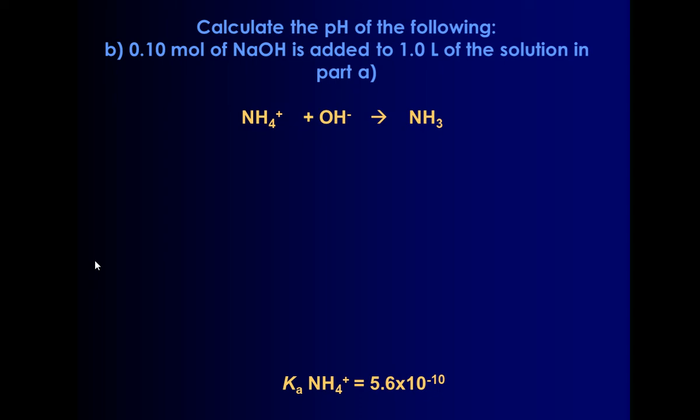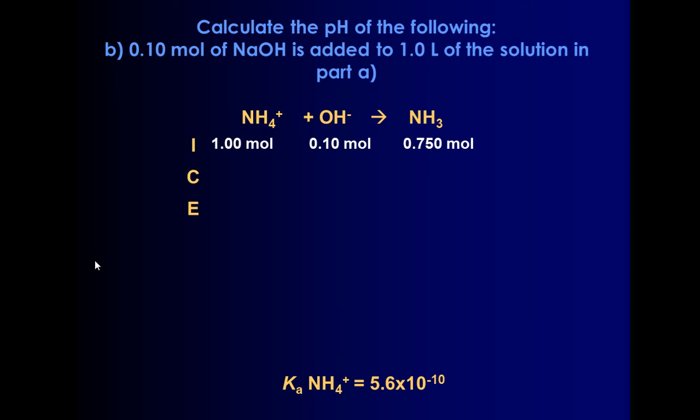Remember that initially we had 0.1 moles of the sodium hydroxide. We had 1 mole of the ammonium ions. Again, this is going back to part A. And because we had 1 liter of 0.75 molar ammonia, we had 0.75 moles of ammonia present before we added this hydroxide to it.